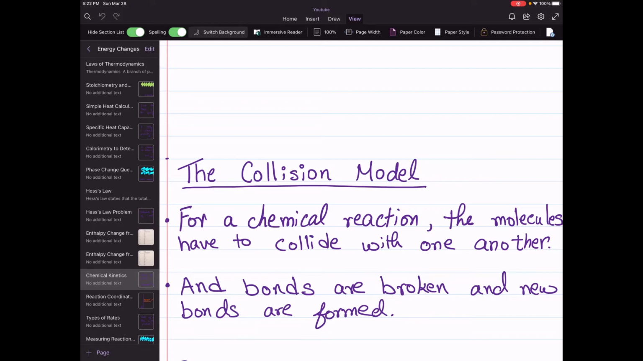So bonds in the initial reactant have to be broken, and new bonds have to be formed between the two reactants to form the product. The bonds in the reactant have to be broken so that new bonds can form to convert the reactants into a product. Okay, so that is the collision model. The collision model takes into account the event of a collision between the reactant molecules.